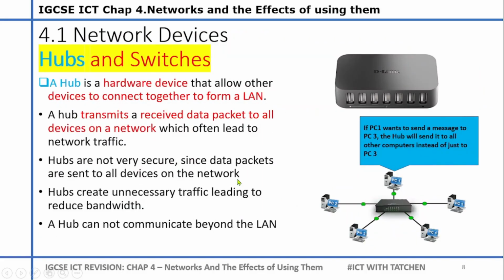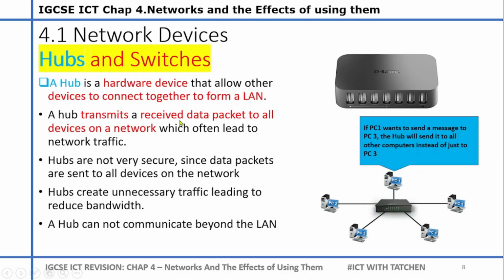Now we have hubs and switches. So these are network devices. So we have a hub and a switch. They work alongside each other. They almost have the same uses. But now let's look at a hub, for instance. A hub is simply a hardware device. It's something like this. A device that allows other devices to connect together to form a local area network. So for instance, what we see here, this is a hub. This is an example of a hub connecting different computers. It could be your computer lab.